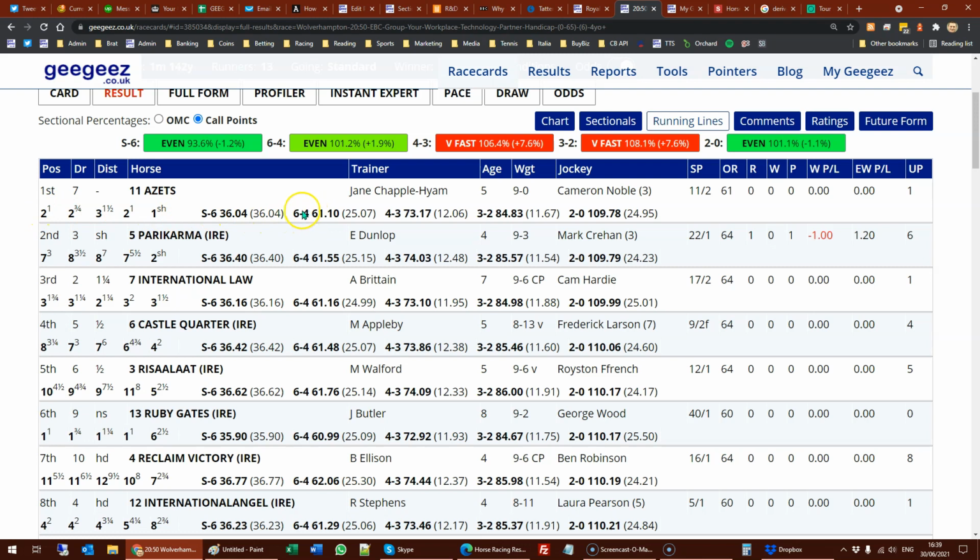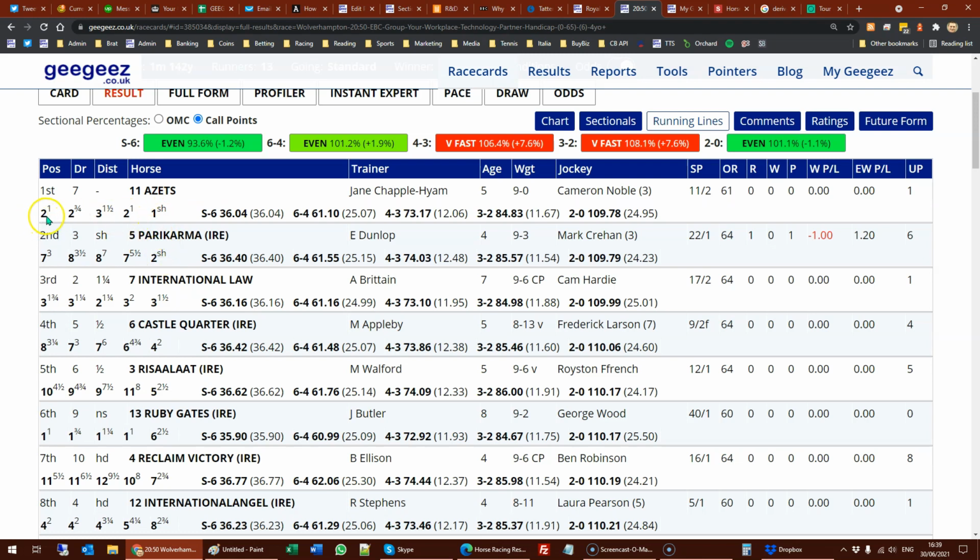At the 4 pole, 4 furlongs from home, second, 3/4 of a length behind the leader. At the 3 pole, third, 1.5 behind the leader. At the 2 pole, second, a length behind the leader. And at the finish, first, won by a short head. Won by a short head from Parikama.